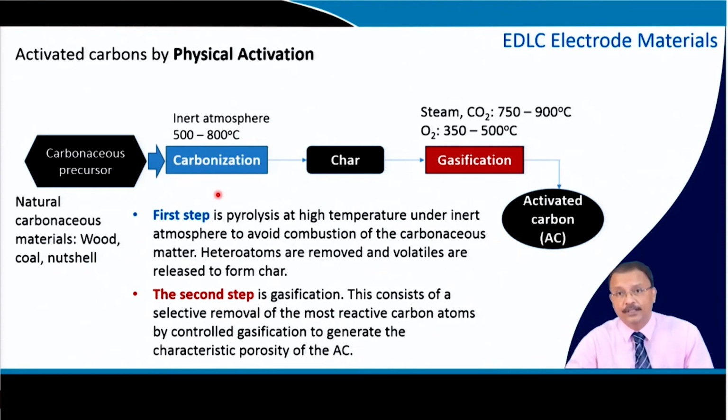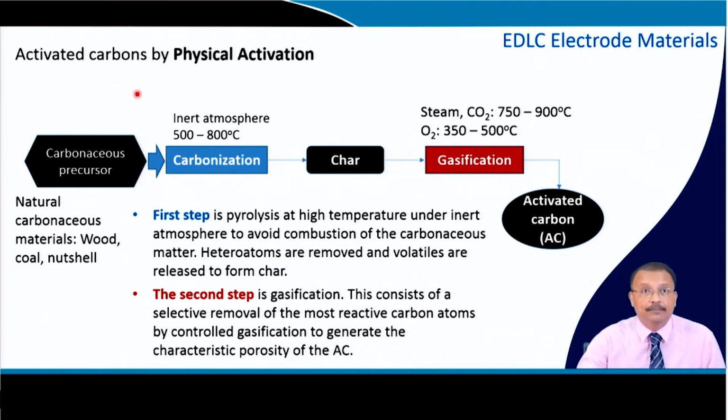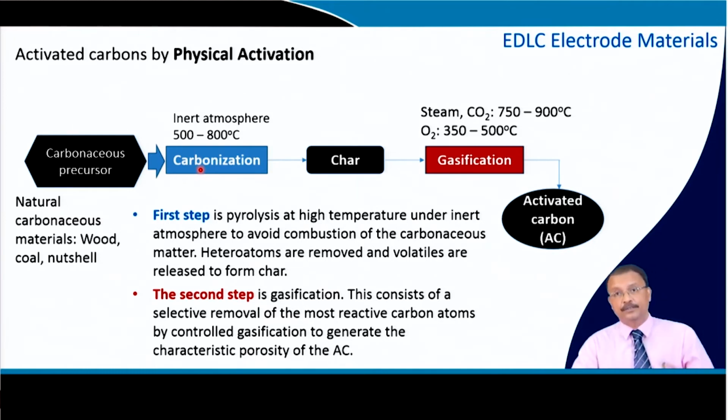So, the first EDLC material which is basically used for various purposes is activated carbon, and activated carbon you can make by either physical activation. So, you take any carbonaceous precursor, that could be natural carbonaceous material like wood, coal or nutshell. Then the first step is to pyrolyze this in an inert ambient. So, why do you use inert ambient? Because you avoid the combustion of this carbonaceous material. So, oxygen is not there.